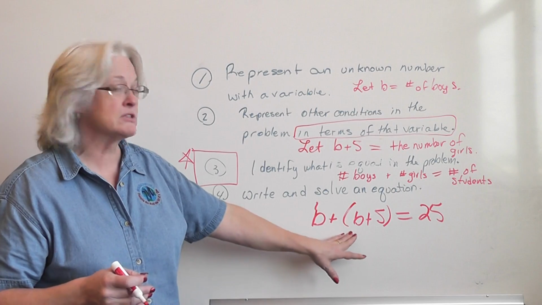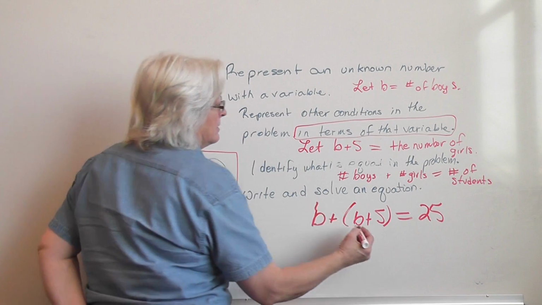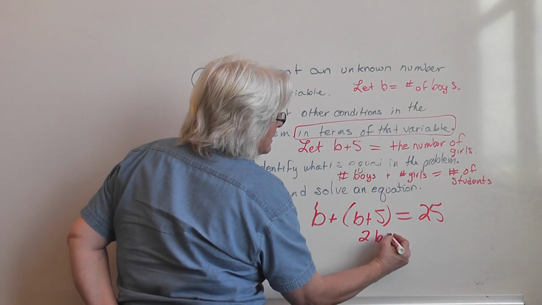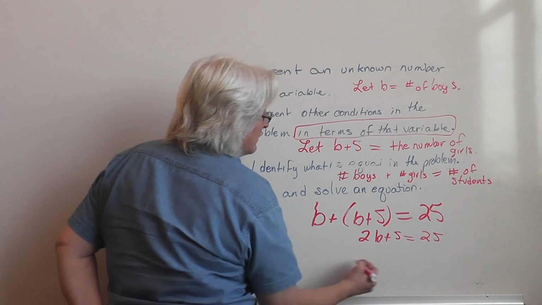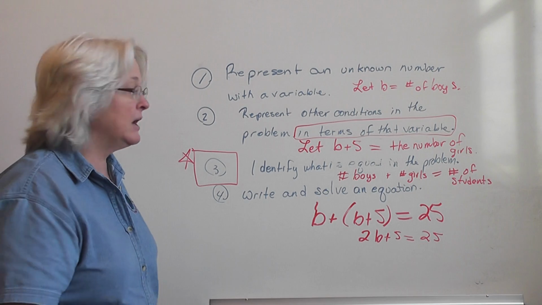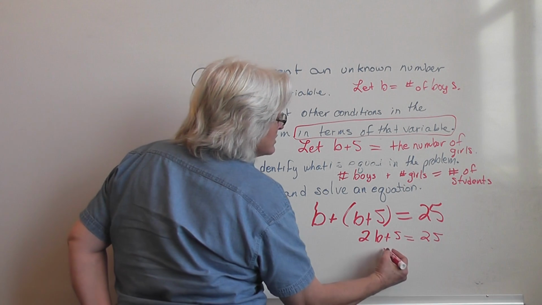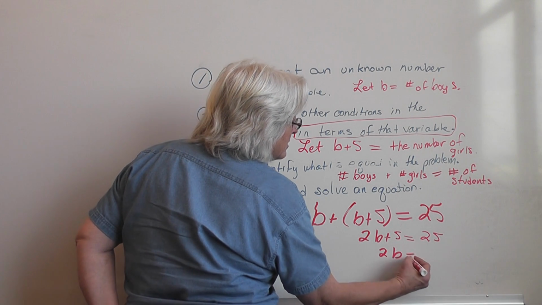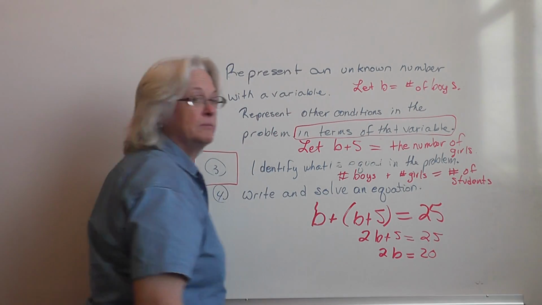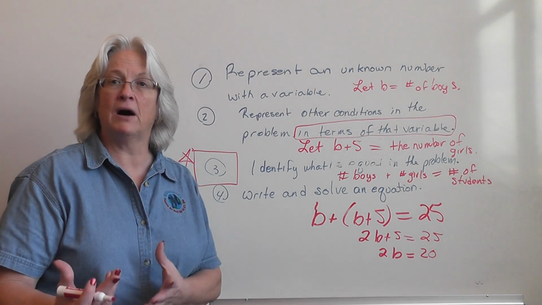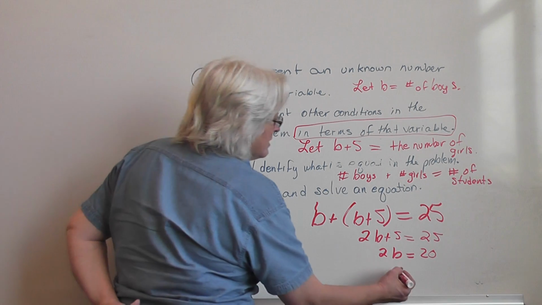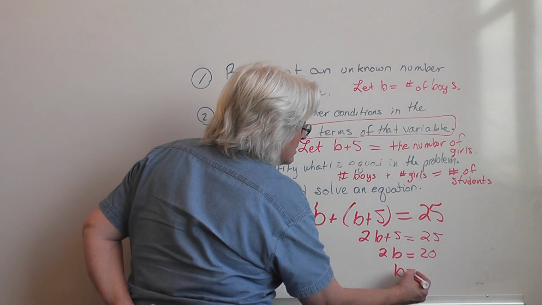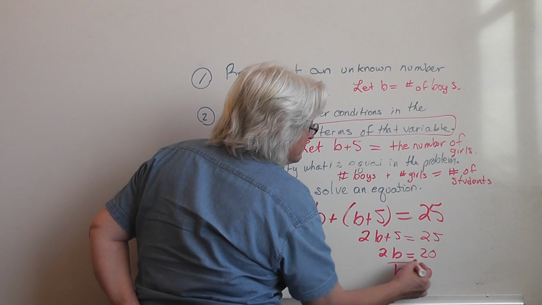When we solve this equation, 2b plus 5 is 25. We subtract 5 from both sides of the equation. 2b is equal to 20. Now we're going to divide both sides of this equation by 2, and we find that b is equal to 10.